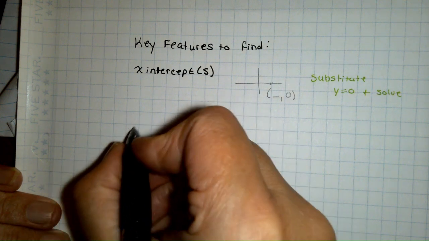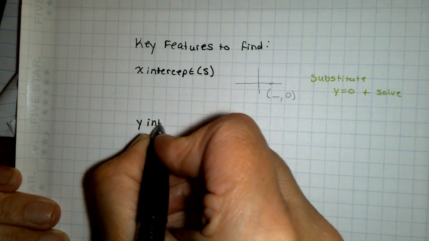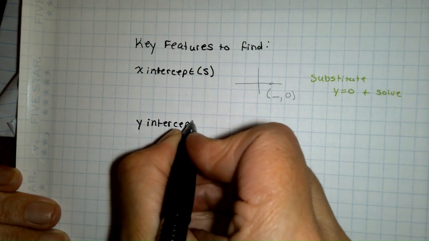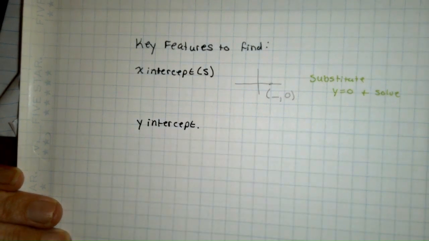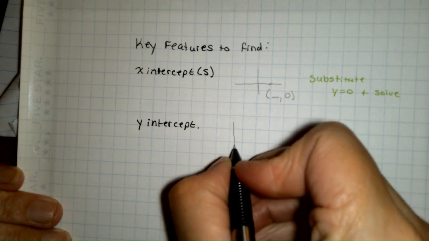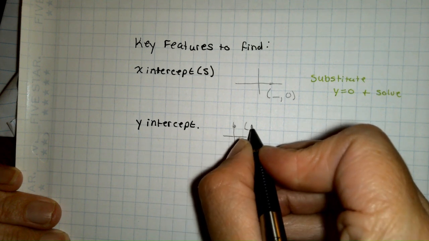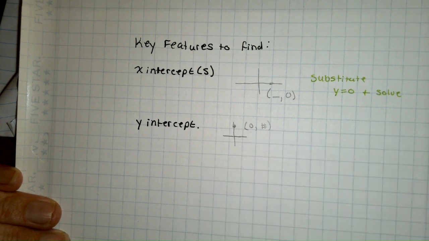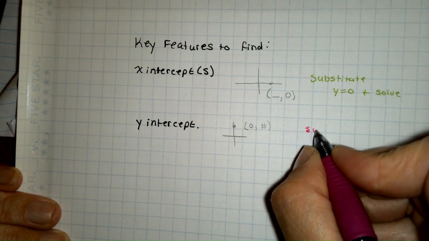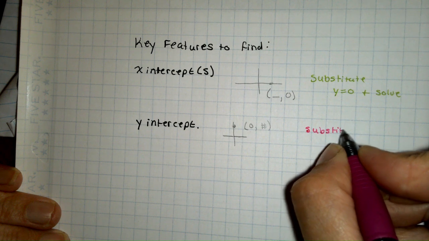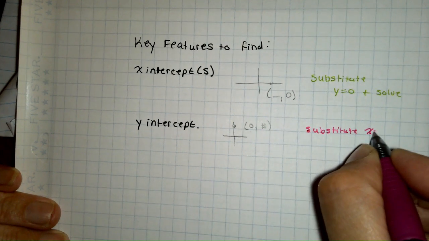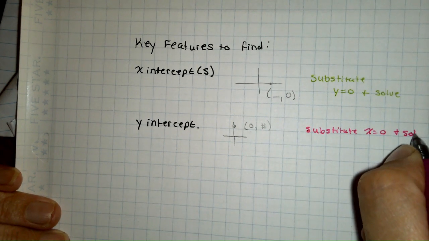Your next key feature is going to be the y-intercept. Okay, you cannot have more than one y-intercept. If you do, it's not a function. So the y-intercept is 0, comma something. So here, we will substitute x equals 0 and solve.